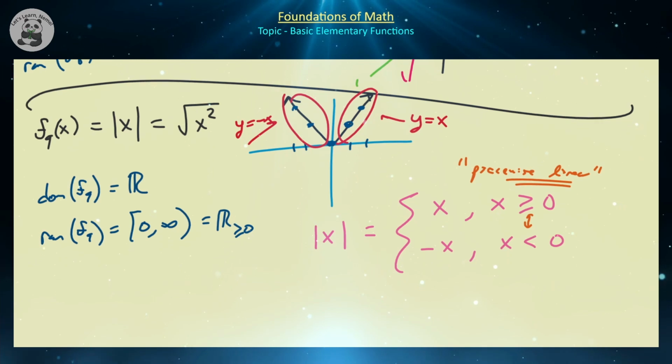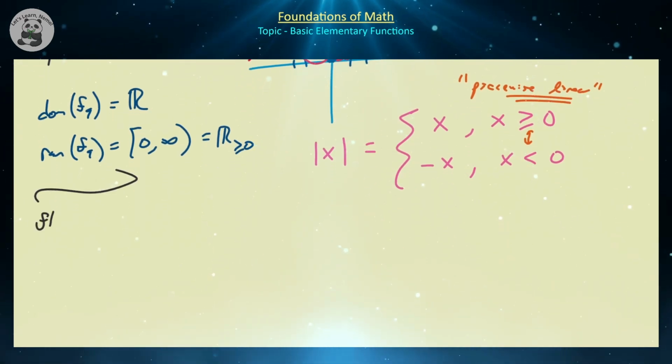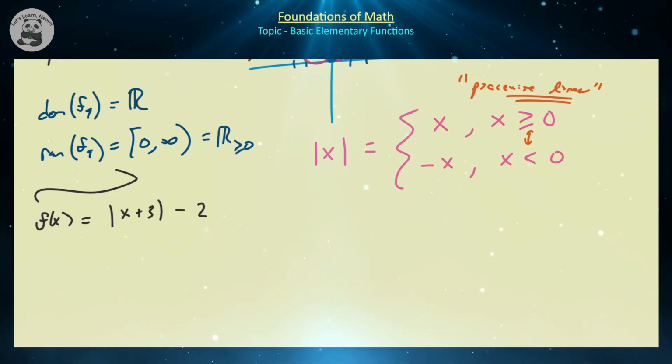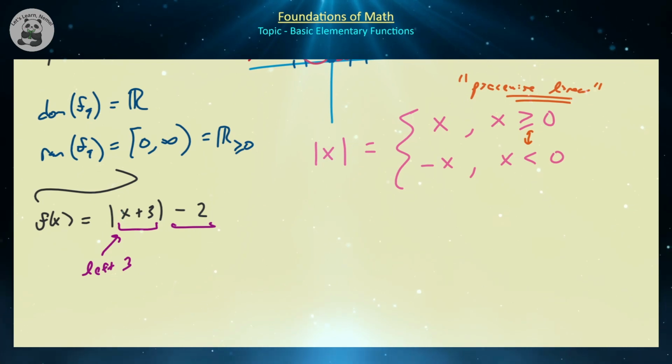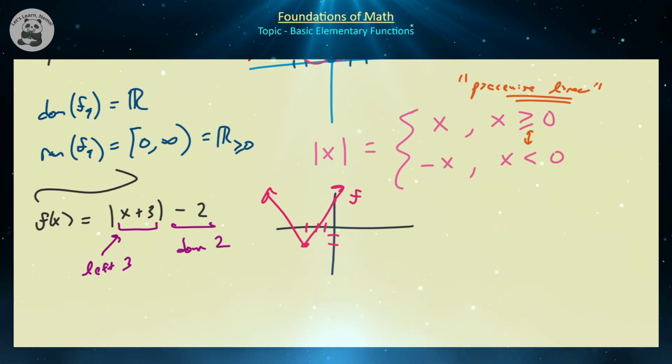Let's just do a couple quick transformational exercises on the absolute value just to review. For example, if somebody asked you, what is the graph of the absolute value of x plus 3, minus 2? Notice that plus 3 is affecting the domain, so that's going to be to the left 3 units, and the minus 2 is affecting the range, so that's going to be down 2. So if we were to graph this, we would move to the left 3, down 2, facing up, so that would be the graph of this particular relation, f.